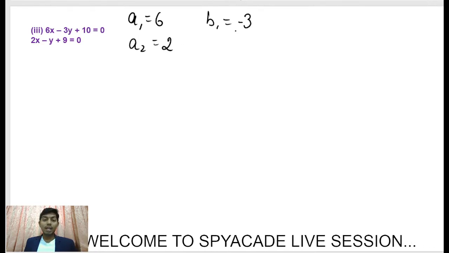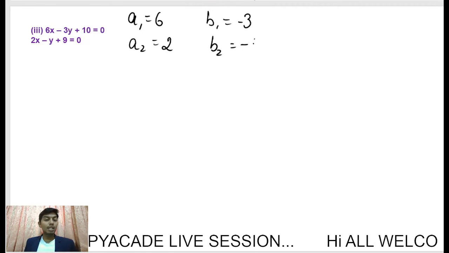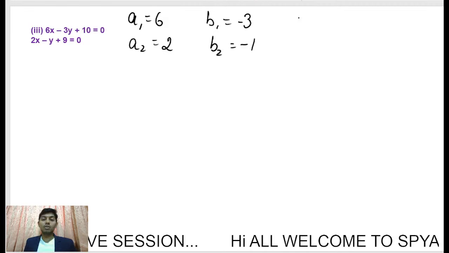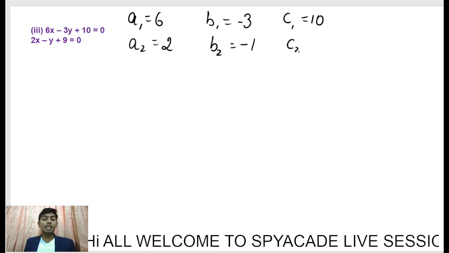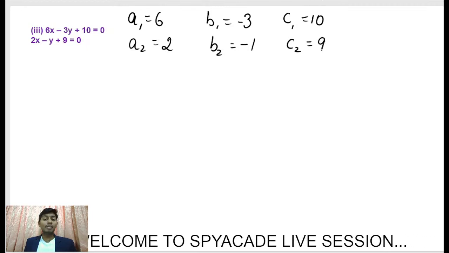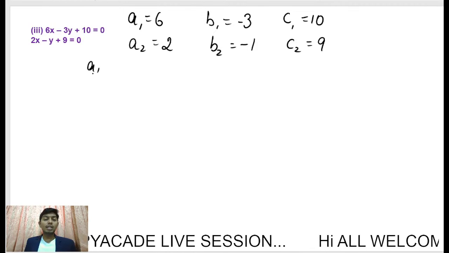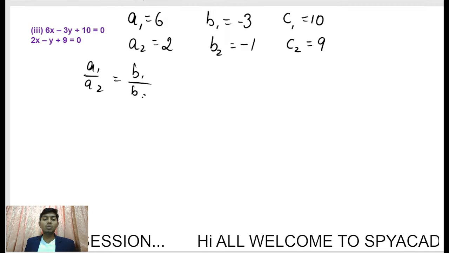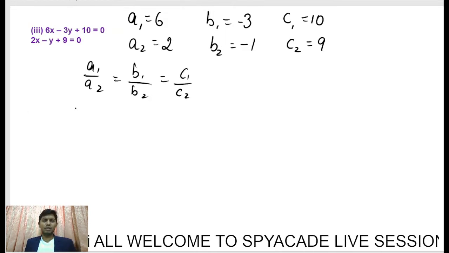B1 is equal to minus 3 and B2 is equal to minus 1, because here we have a minus sign also. So we have to consider that. C1 is equal to 10 and C2 is equal to 9. Right. So now let us check whether A1 by A2 is equal to B1 by B2, that is equal to C1 by C2. We have to check for this.